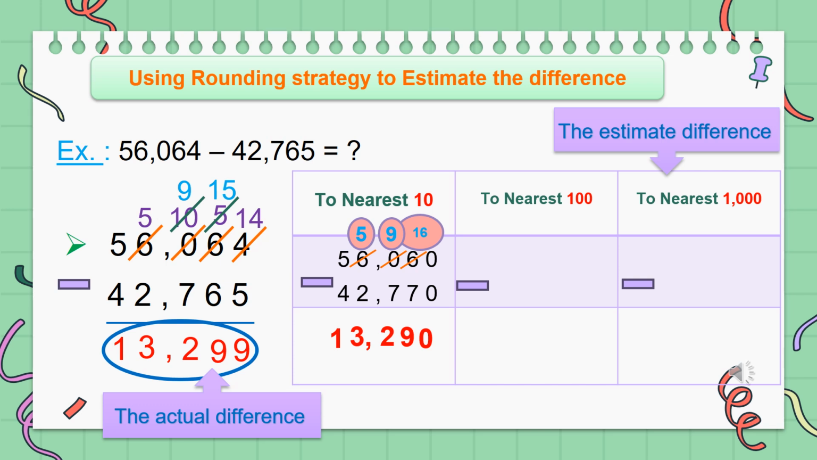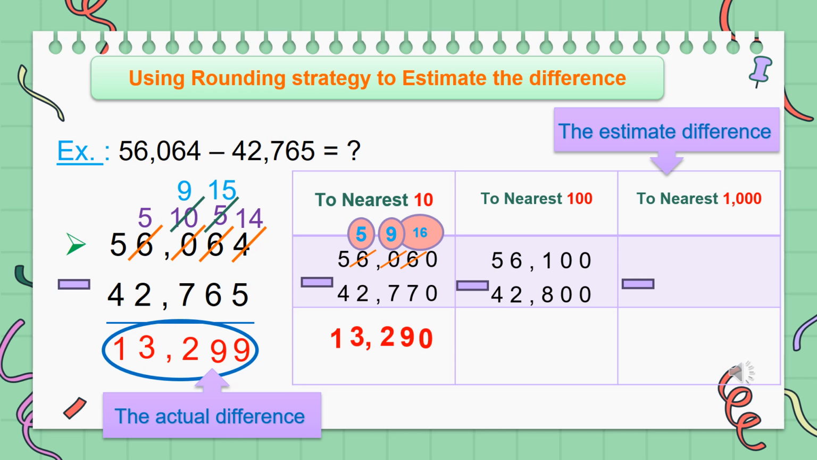The second column, to the nearest 100. At the first number, 0 in 100 place. Look at 6. 6, you are rich or poor? Rich. So I will give you an extra 1 to be 56,100. The second number here, in 100 place, 7. Look at the next number, which is 6. 6, you are rich or poor? Rich. So I will give you an extra 1 to be 42,800.